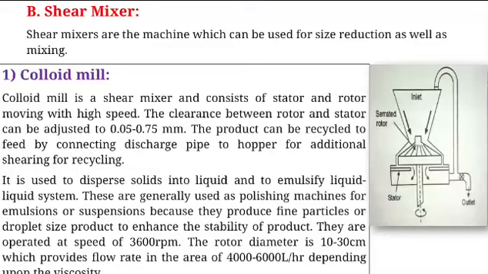These are generally used as polishing machines for emulsion or suspension because they produce fine particle or droplet size products to enhance the stability of the product. They are operated at a speed of 3600 rpm. The rotor diameter is 10 to 30 centimeter, which provides a flow rate in the area of 4000 to 6000 liter per hour, depending upon the viscosity.